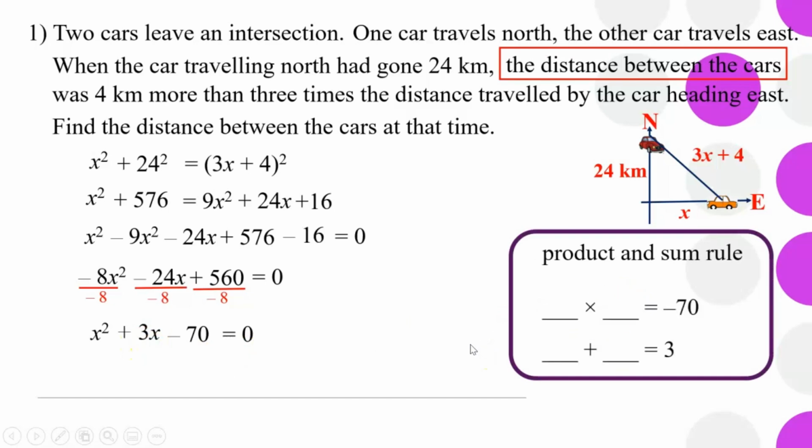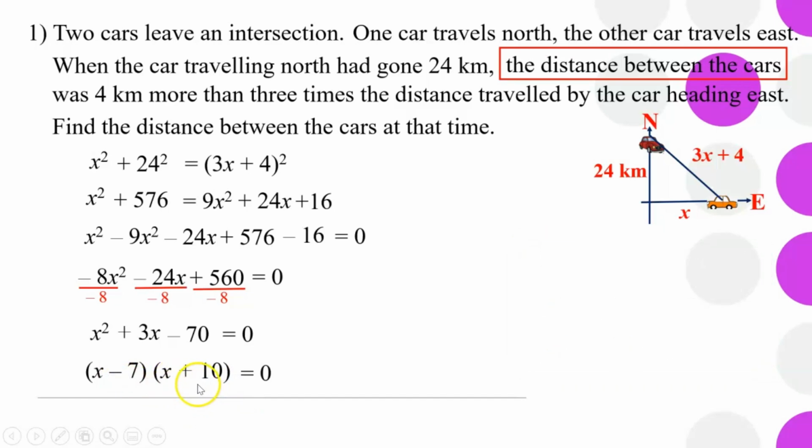So what are those two numbers? Those two numbers are minus 7 and 10. So now when we get these two numbers, we can immediately write x minus 7 times x plus 10 equal to 0. When we multiply two numbers and the answer is 0, either one of them must be 0. So either x minus 7 is 0 or x plus 10 equal to 0, then x equal to 7 or x equal to minus 10.